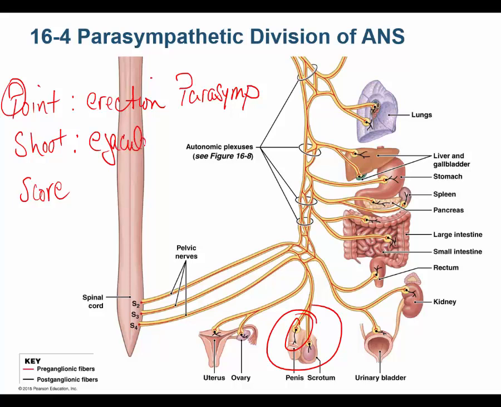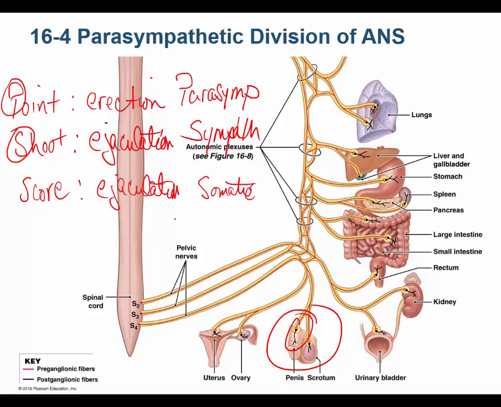Shoot is ejaculation. As you can imagine, ejaculation is kind of like shooting. And that's the sympathetic, S. And then score is actually somatic. That's also ejaculation. But part of ejaculation is the somatic motor nervous system, and we'll talk about that later. But this point, shoot, score, S stands for somatic. Point, shoot, score, erection and ejaculation.